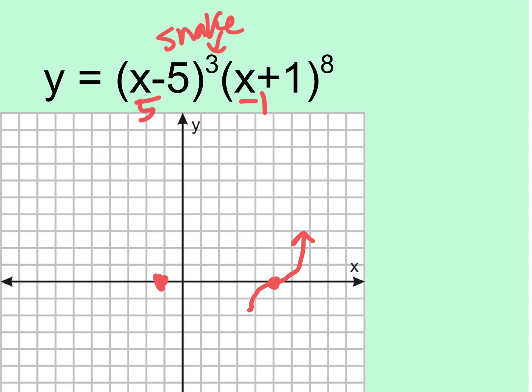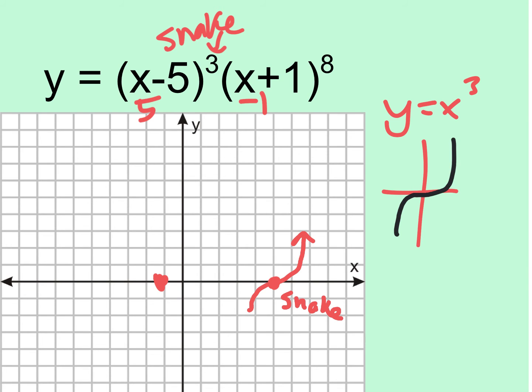And if you have trouble drawing one of these, I'd be fine with you just writing snake. It's supposed to look like an x to the 3rd graph. Do you guys remember what x to the 3rd looks like? It kind of looks like this. That's called a snake through.